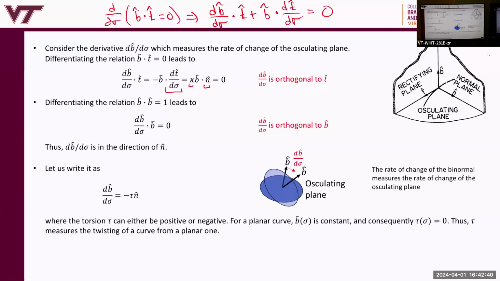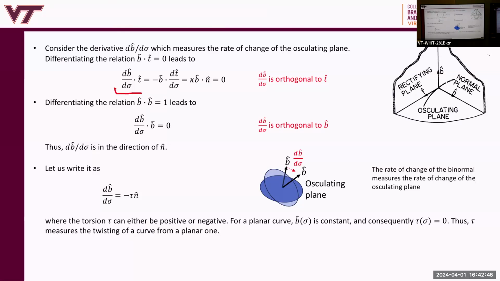Okay, what does that say? That says that all we've calculated, the conclusion from all of that, is that this is equal to 0, which means dB/dσ is orthogonal to t. So that's one thing, dB/dσ is orthogonal to t.